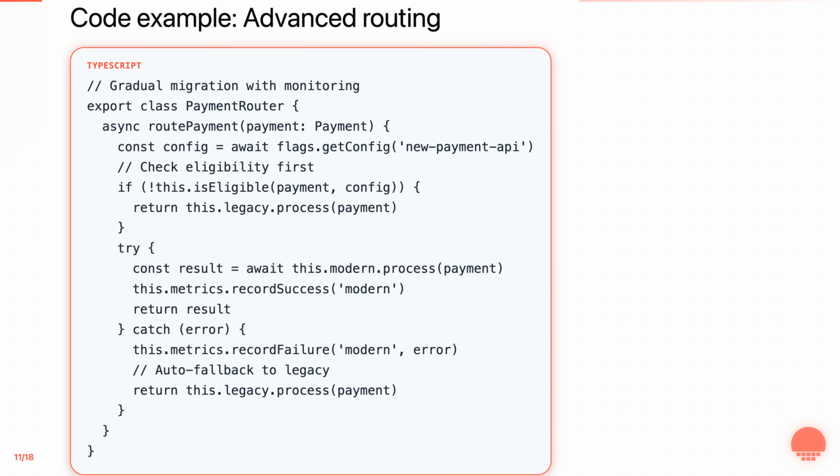Now here's the production-hardened version. You don't just flip a flag and hope. You add eligibility checks and automatic fallbacks. See that try-catch? If the new payment API throws an error, you instantly fall back to legacy. No manual intervention needed. Your metrics capture every success and failure, so you're learning in real time which payments work with the new system. You're not gambling with revenue, you're collecting data, building confidence, and the legacy system is your safety net the entire time.